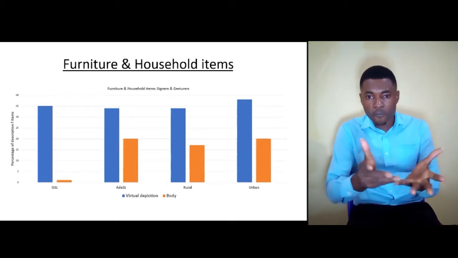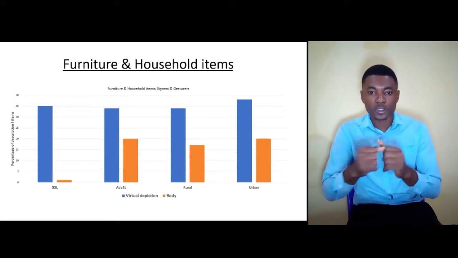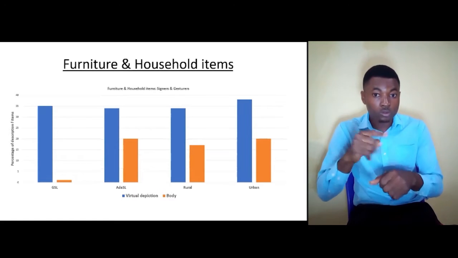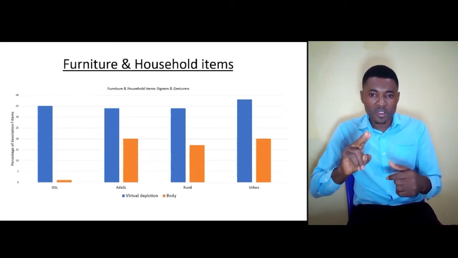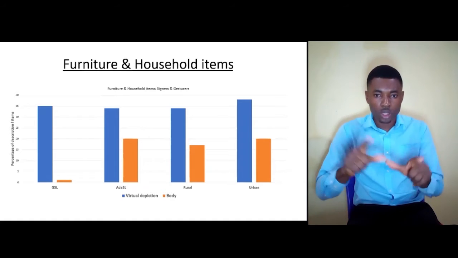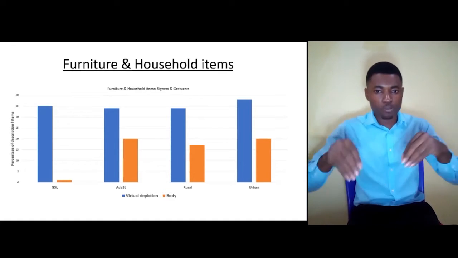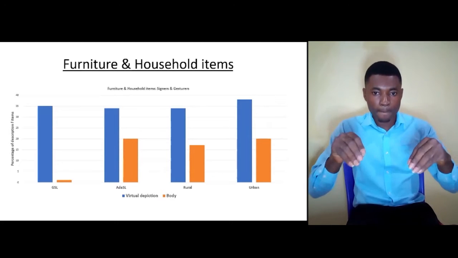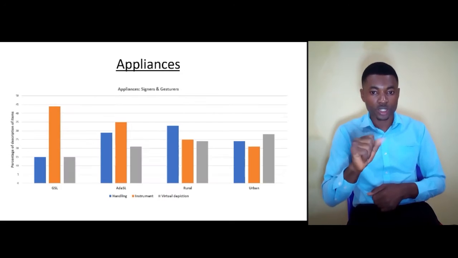For furniture and household items, both signers and gesturers systematically use virtual depiction, that is tracing strategies. And the rural and the urban gesturers with Adamorobe signers used more body strategies, that is the body reclining, moving backward or forward, as compared to Ghanaian Sign Language signers.